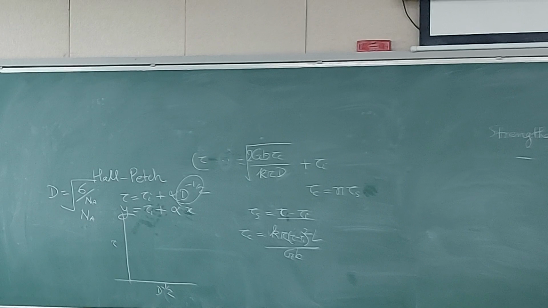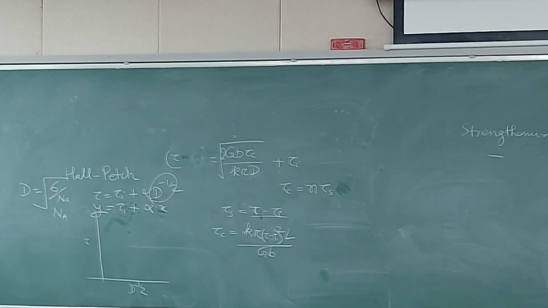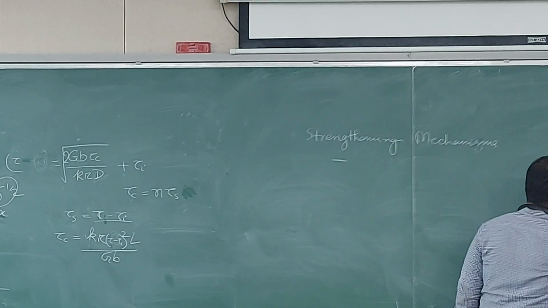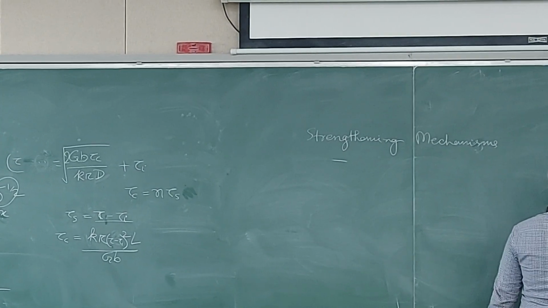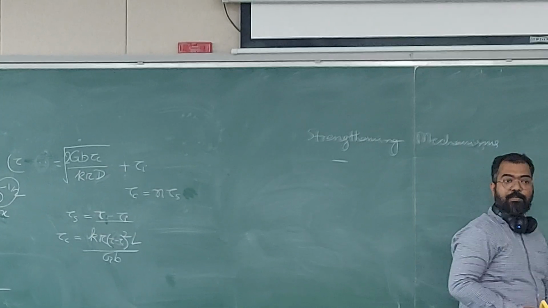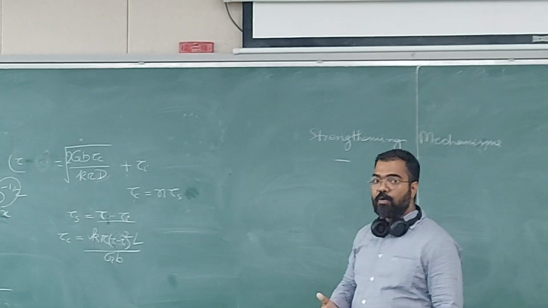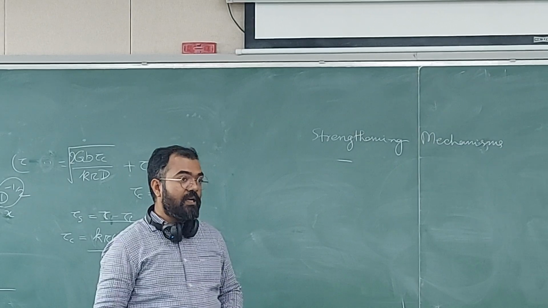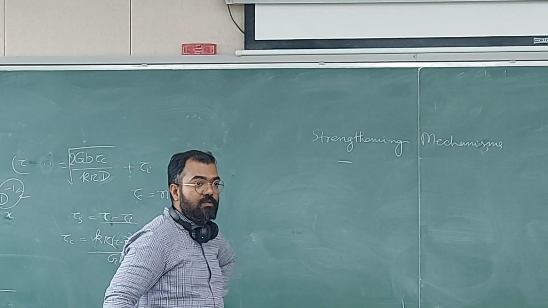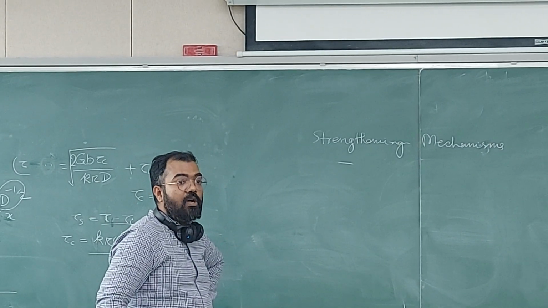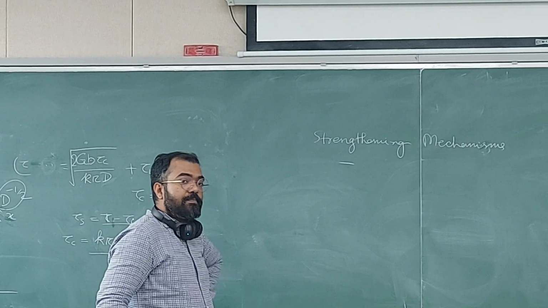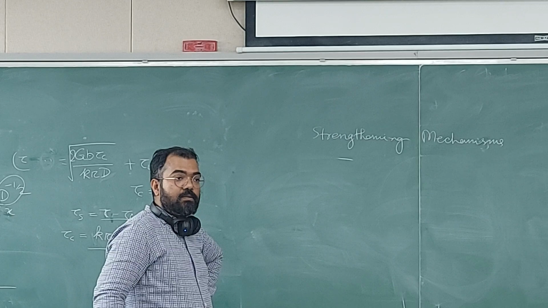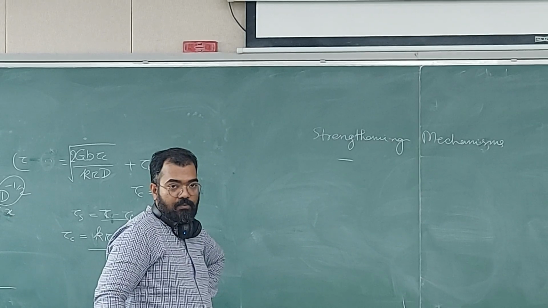So what other mechanism is left? I don't think anything is left. Precipitation hardening we have discussed, grain boundary hardening we have discussed, strain hardening we have discussed. Strain hardening is also dislocation interaction, dislocation formation. And that's it. So strengthening mechanism is done.